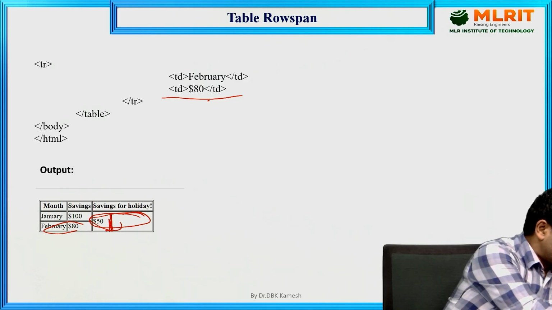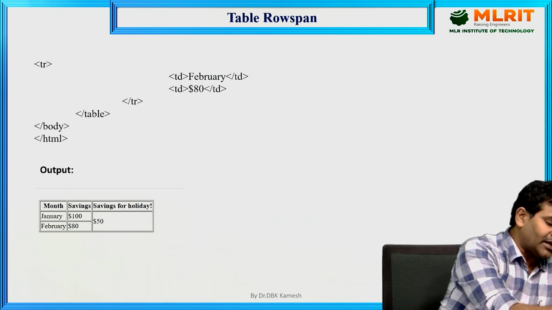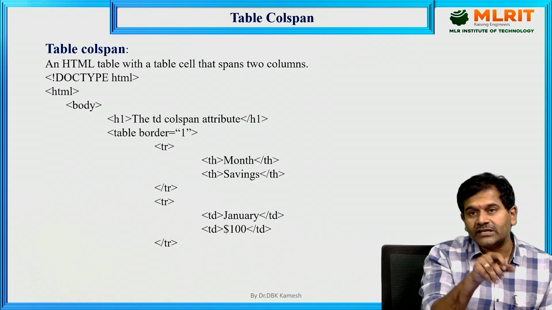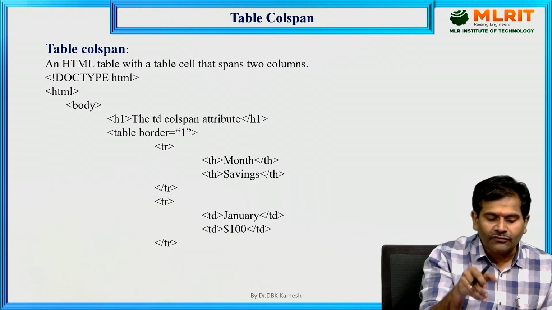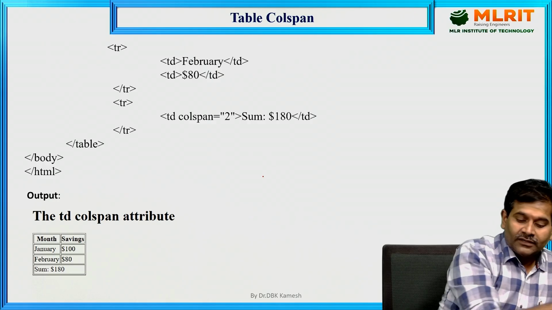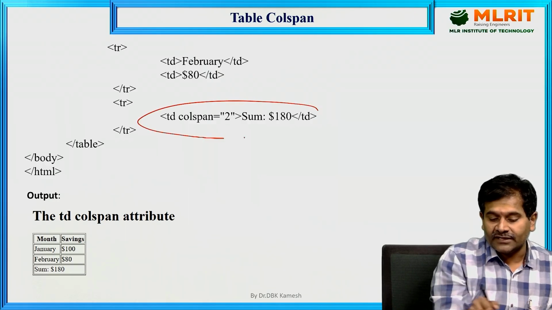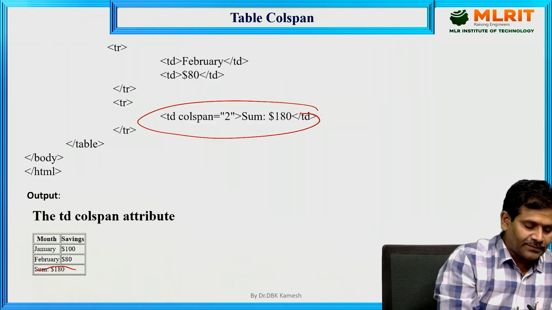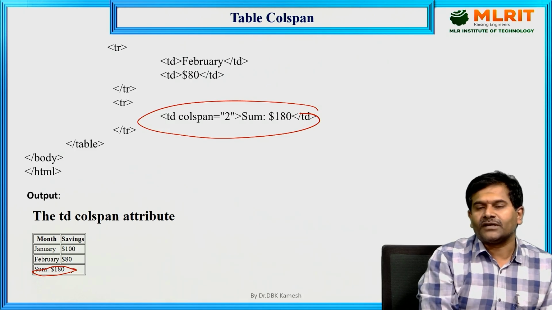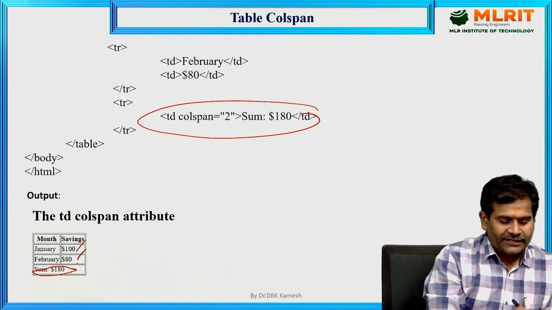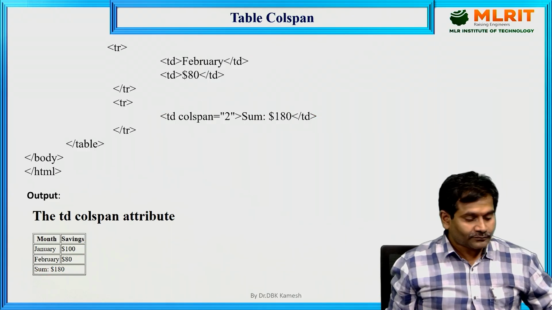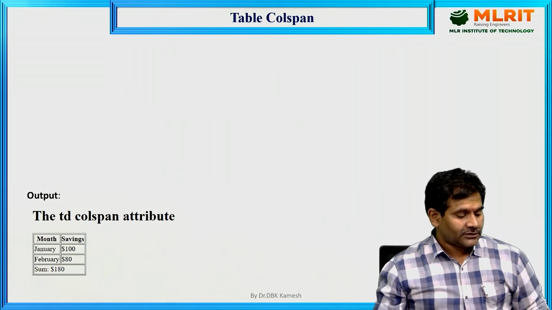Right, sometimes we require the column span also. Here we are using the column span. Previously we merged rows, now we merge columns. Same example, see here the column span looks like this, meaning the sum of these 2 columns we have to merge like this. Right, the sum of 100 plus 80, 180, it is showing the column merge. Right, the next is column span.